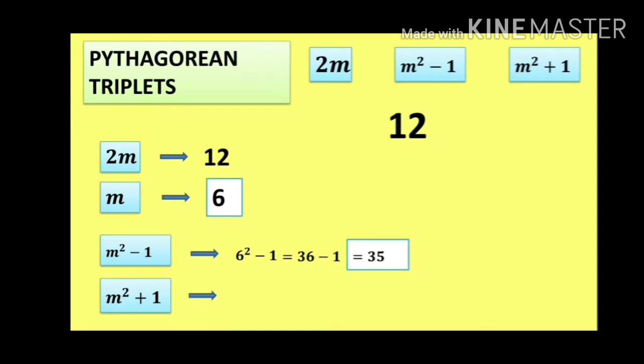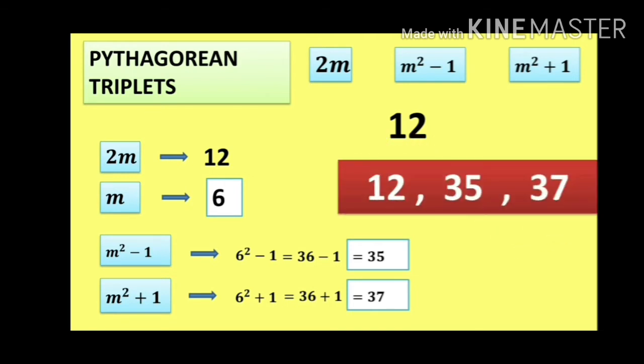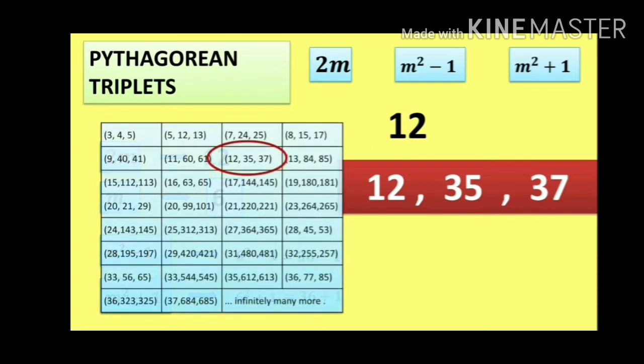Similarly, we can find m square plus 1 because we know already what is the value of m. So m square plus 1 will be 6 square plus 1, that is 36 plus 1, 37. Now we can see that by using one of the numbers, the other two numbers of the triplet we can find. So here we can say 12, 35 and 37 form the Pythagorean triplet. So using 12 we have found out the other two numbers. So you can see it here also in the table. 12, 35, 37 form a Pythagorean triplet.